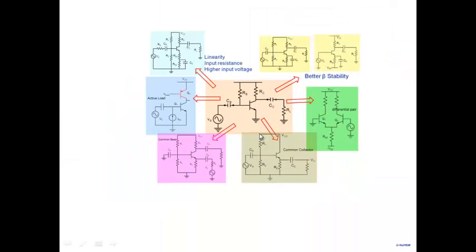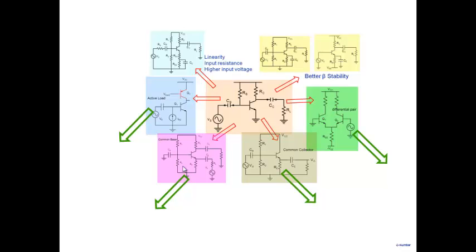And as you would expect, we arrive at these ones. As you would expect, each one of these will in turn have a problem of its own. A differential pair will have a problem of its own. A common collector will have a problem of its own. And so what would happen? We'll have new circuits to overcome those problems, right?